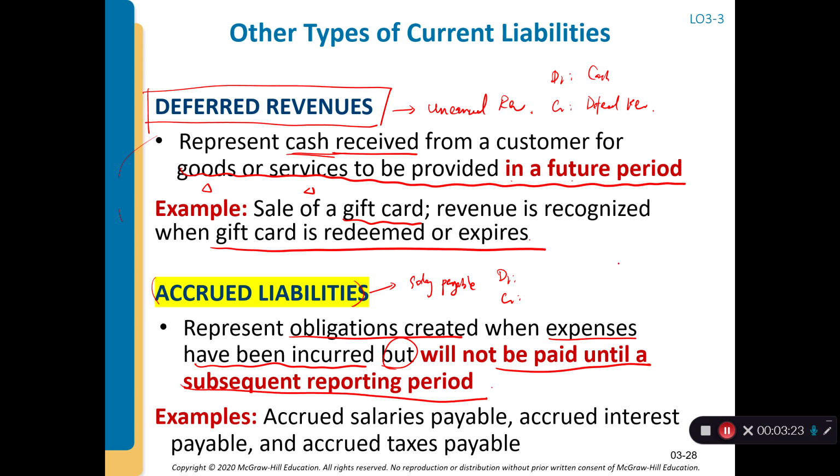For example, right now it's December 31st, 2020, and you still owe people salaries. So that owing part is debit salary expense, and then credit salary payable, right? Because this payment is going to happen in the future, not inside this period, not as of December 31st, right? Normal examples are accrued salary payable, accrued interest payable, those adjusting entries we did in chapter 2, and accrued tax payable.